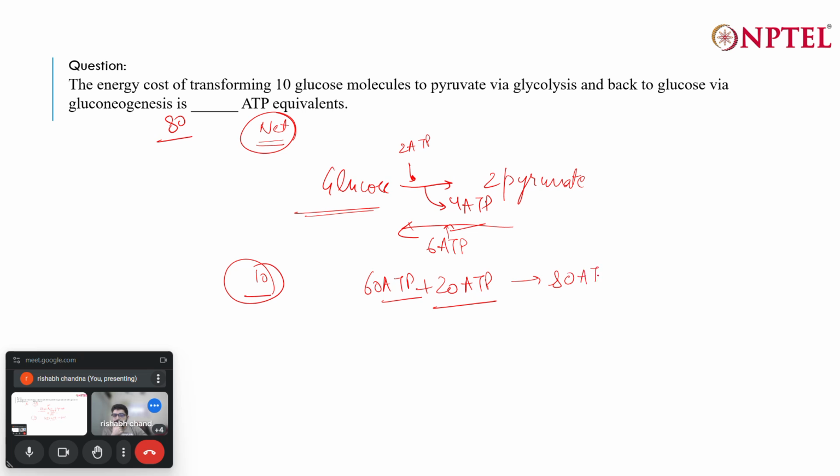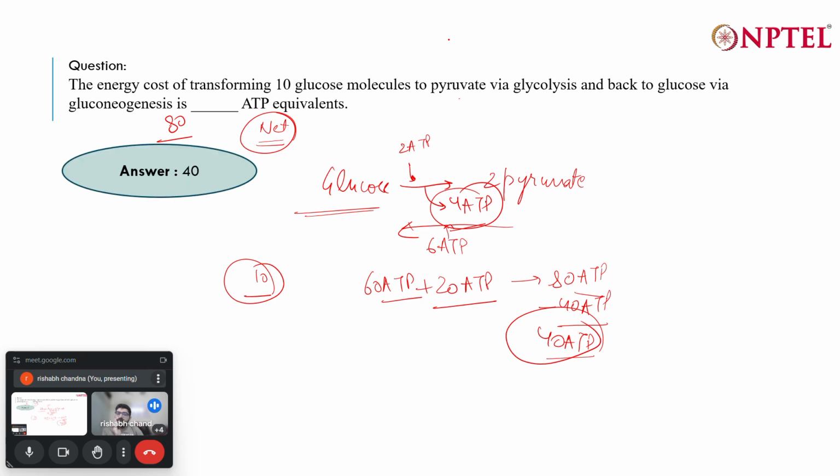And 4 ATP are formed in glycolysis from one glucose molecule, so 10 molecules of glucose will yield 40. So the net would be 40 ATP used to convert 10 molecules of glucose to pyruvate via glycolysis and then back to glucose via gluconeogenesis. Okay, so the correct answer is 40. This is the net ATP involved in the process.